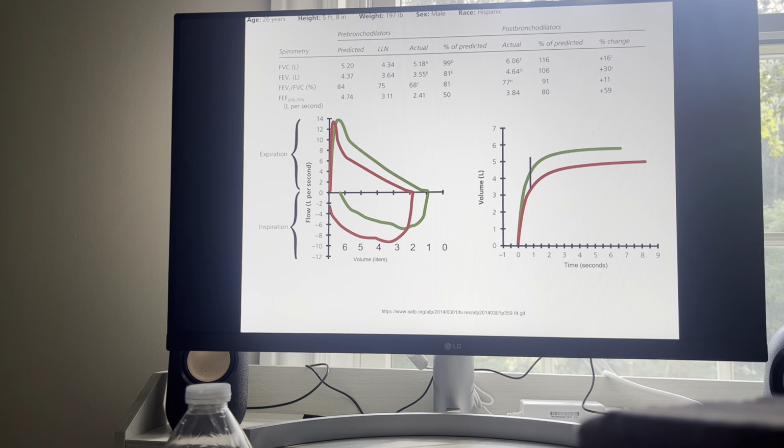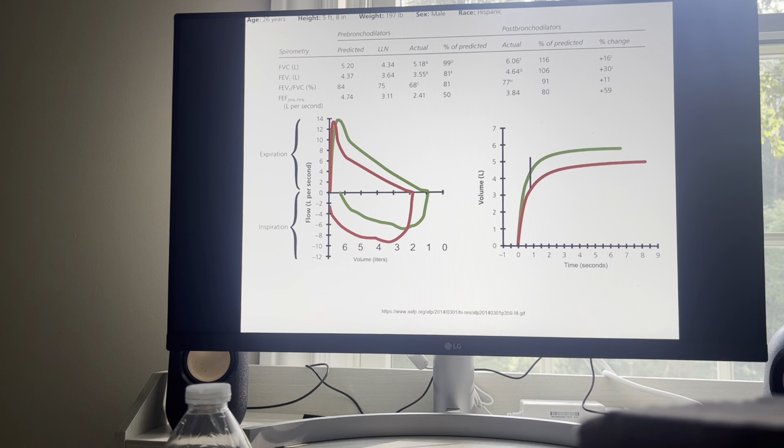Let's go back to the chart. We have LLN. Not all spirometers use LLN, but for those that do, it stands for lower limit of normal. What value would the patient have to get to define as abnormal? So this patient would have to have an FVC of 4.34 or lower to qualify as some sort of abnormality. Then we have his actual number, and that is an average over the 3 efforts. And then we have percentage. So we take the patient's actual, which is 5.18, divided by the predicted, which is 5.20, and we get 99%.